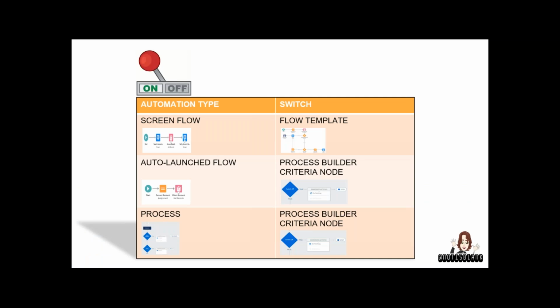We talked about this really briefly: how do we turn things on and off? From a screen flow, we're going to use a flow template, and we can use that over and over once we've built it once. From an autolaunch flow, we're going to use a criteria node. And that criteria node, we can also create once and then do Save As and reuse it to start every single Process Builder. So our switch is there.